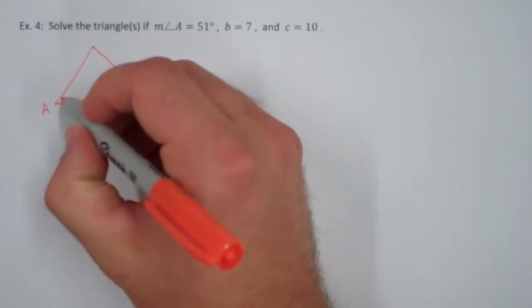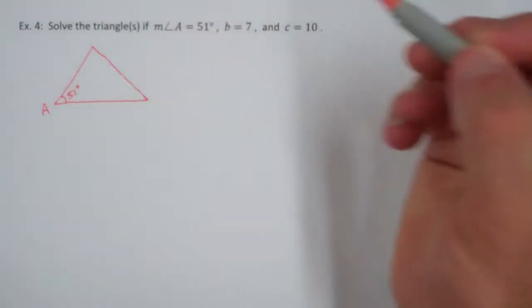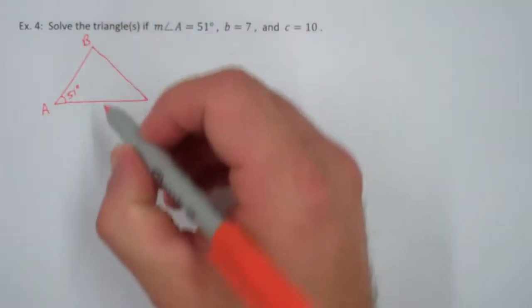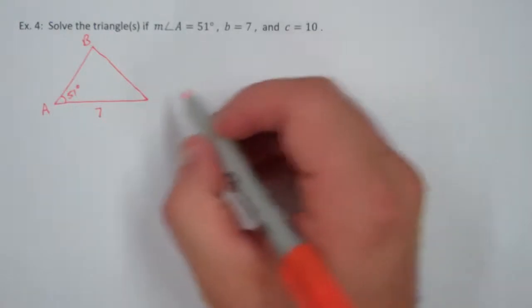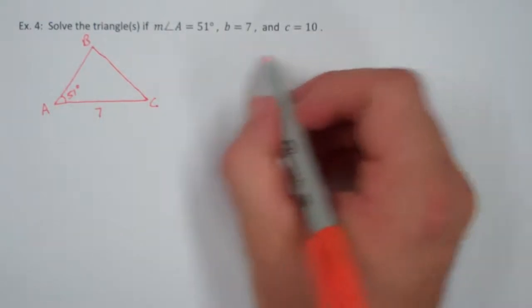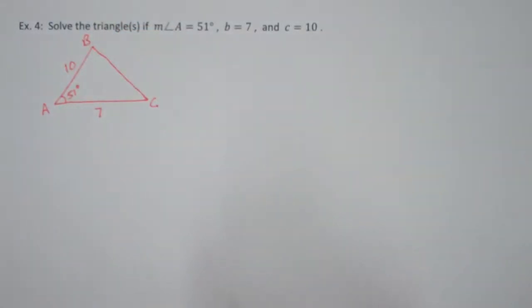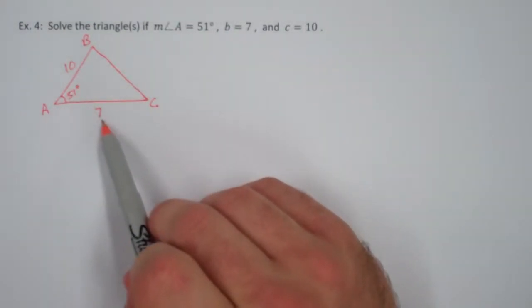Let's just make this A over here. That's 51 degrees. We can make this B if you want. So that's 7. And then this one, angle C would be here, so side C would be over here. If we look at this, it's a side angle side.